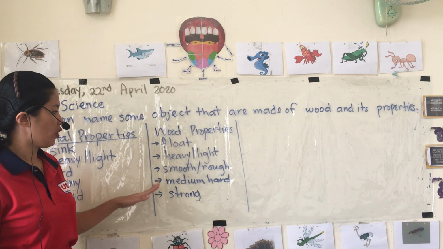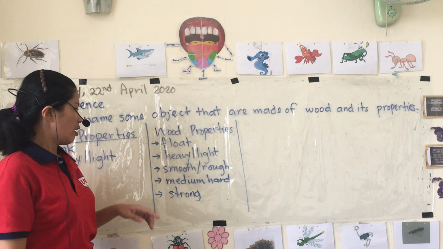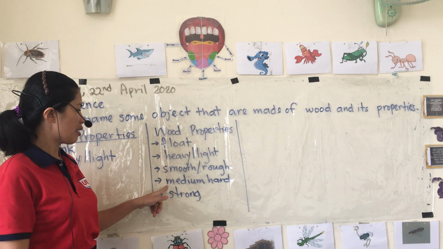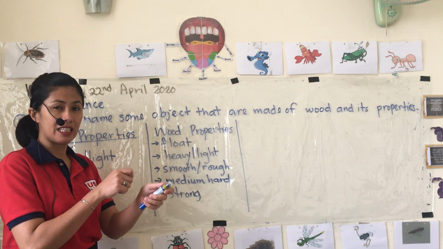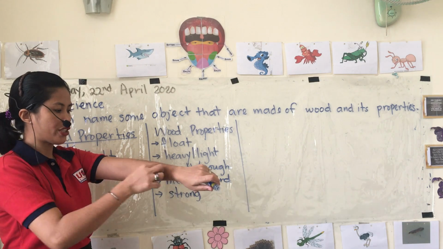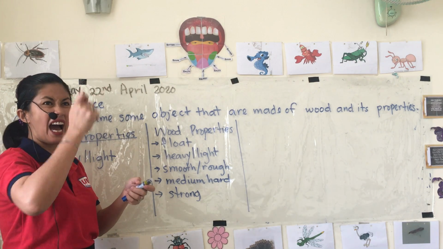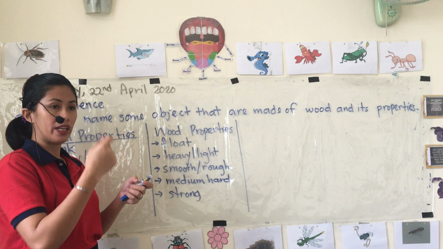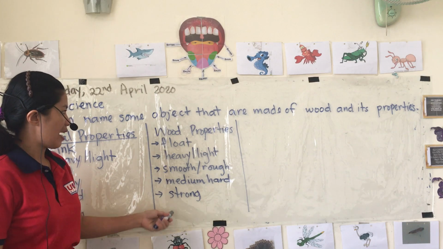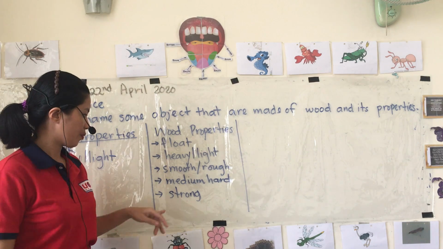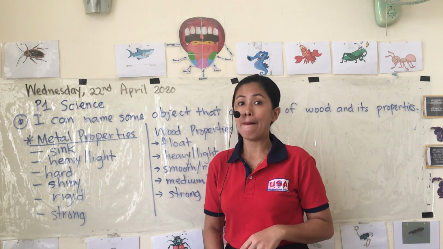Next, wood can be smooth or rough. And I put here medium hard, because hardness is when a thing can get easily scratched, right? When you scratch something, which one has more lines? Like the wood, some parts of the wood are scratched or removed. And also wood is strong, but not as strong as the metal.